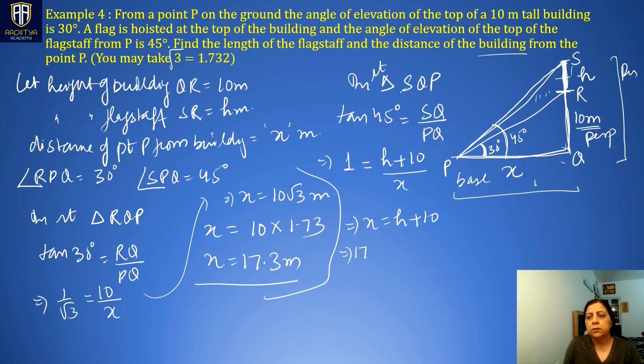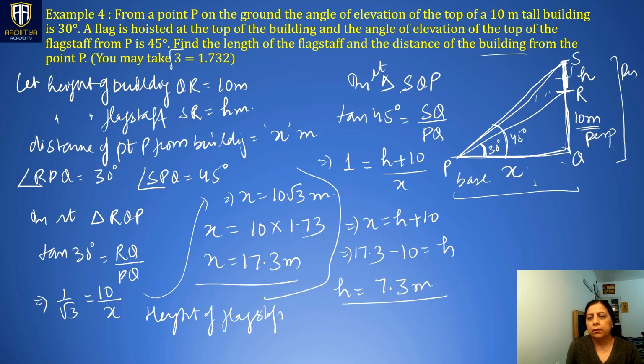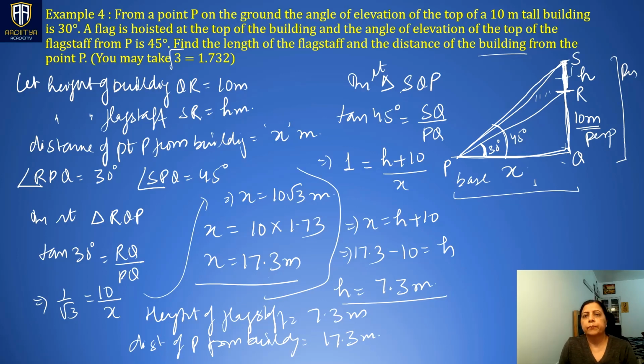x is given to us, 17.3 we had found, minus 10 is equal to H. So H becomes 7.3 meters. Right? So this height of the flagstaff is 7.3 meters and the distance of P from the building is 17.3 meters. Right?